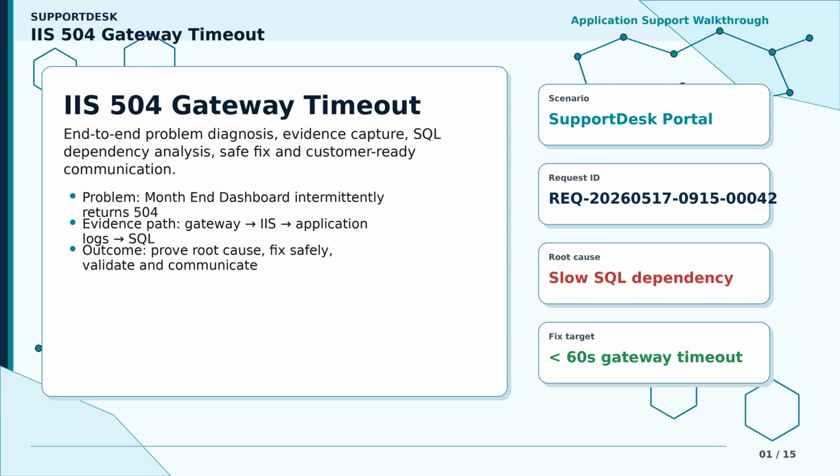We will start with the user visible symptom, identify the failing URL, check IIS logs, correlate the request to the application logs, inspect backend SQL activity, apply a targeted fix, and then validate the result. This is the kind of structured investigation that separates a temporary workaround from a credible root cause analysis.